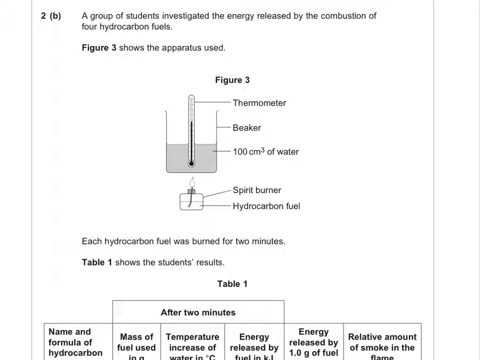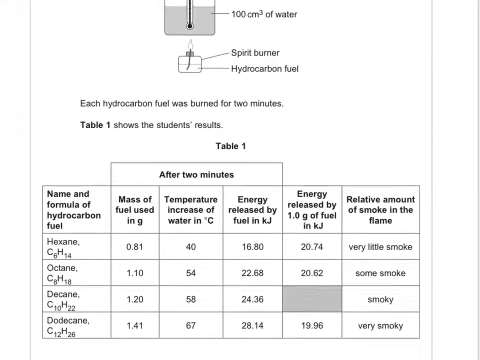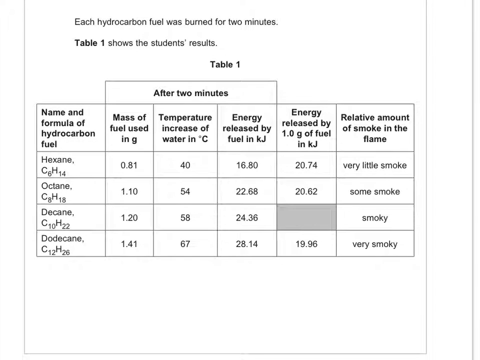Question 2b. A group of students investigated the energy released by the combustion of 4 hydrocarbon fuels. Figure 3 shows the apparatus used. So you've got a beaker, thermometer, 100 centimetre cube of water, a spirit burner, and a hydrocarbon fuel. Each hydrocarbon fuel was burned for 2 minutes. Table 1 shows the student's results.